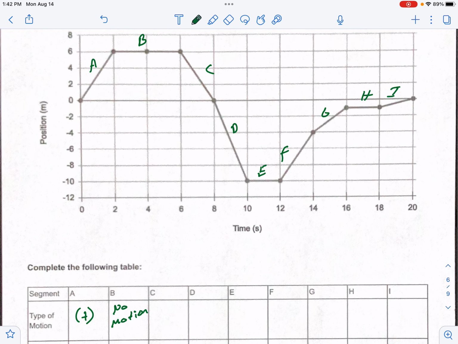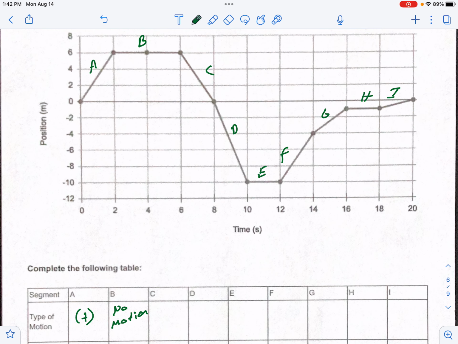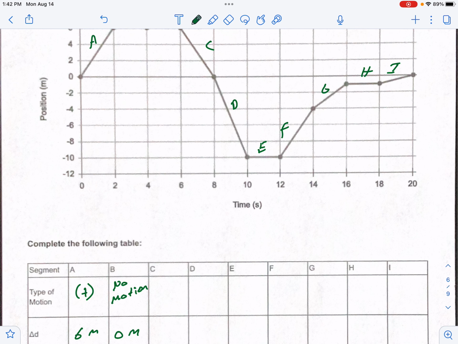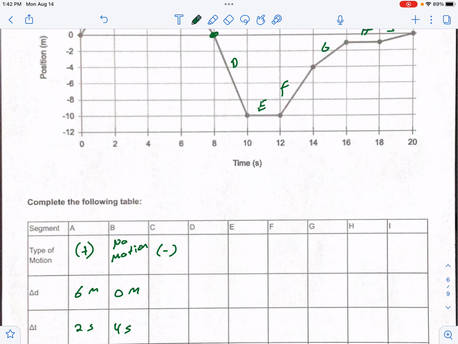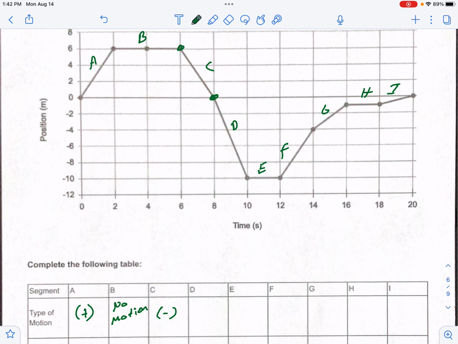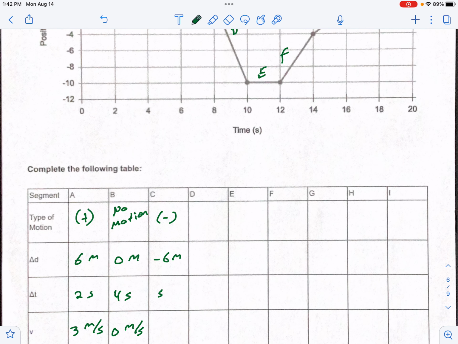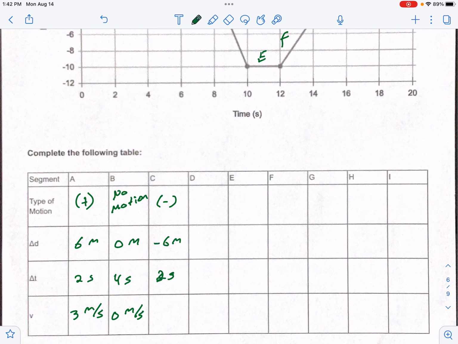Okay, line C, now we're going back down. So it is a straight diagonal line, so it's going to be constant negative. My final position is going to be 0, right here. And my initial position is 6. So 0 minus 6 is going to give me negative 6 meters. And it took us 2 seconds. And then negative 6 divided by 2 is going to give me negative 3 meters per second.